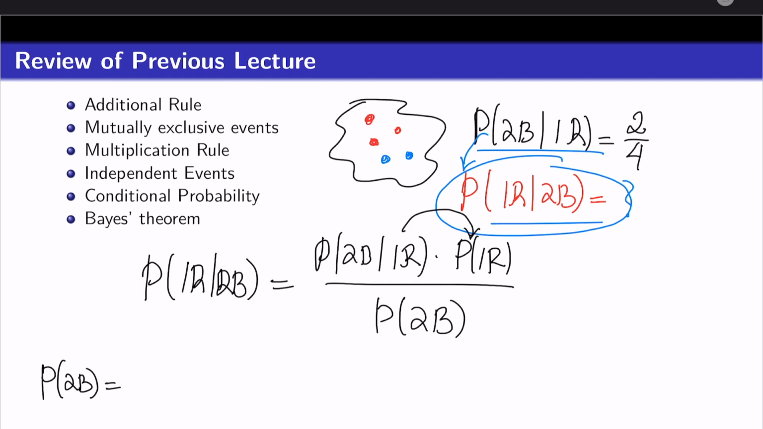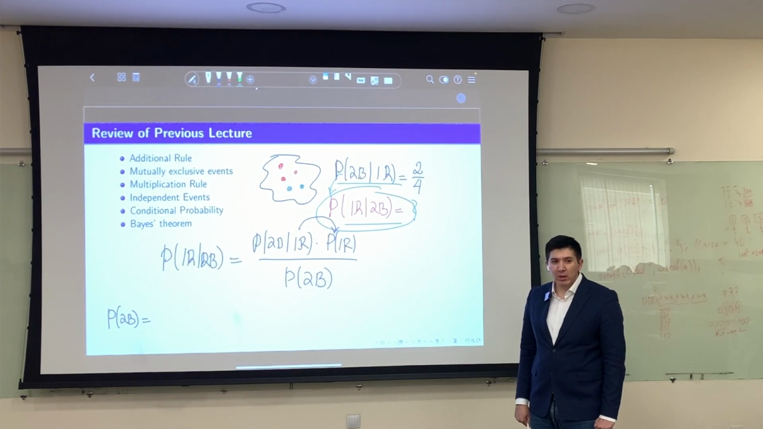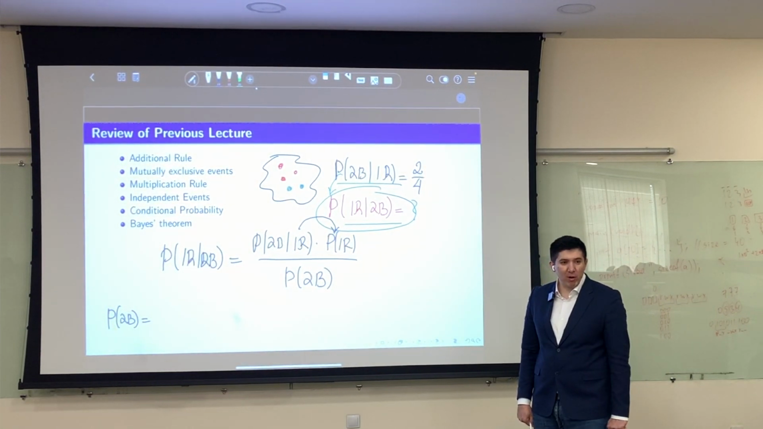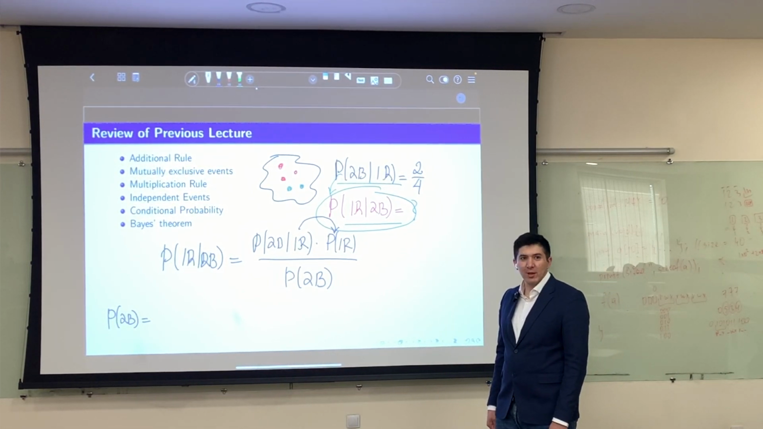Well, how do you know this? What is the probability that the second ball is blue? Is it 2 over 4? Maybe 1 over 4. Yeah, we should consider it. Well, it depends what the first ball is, right?